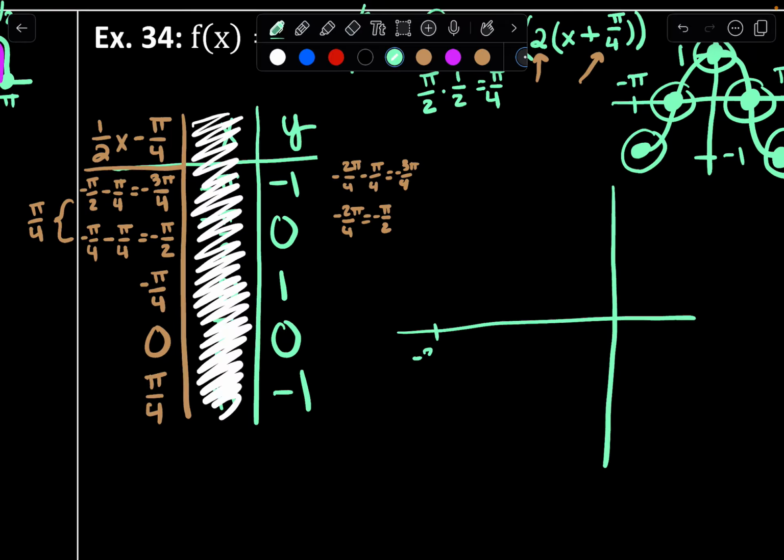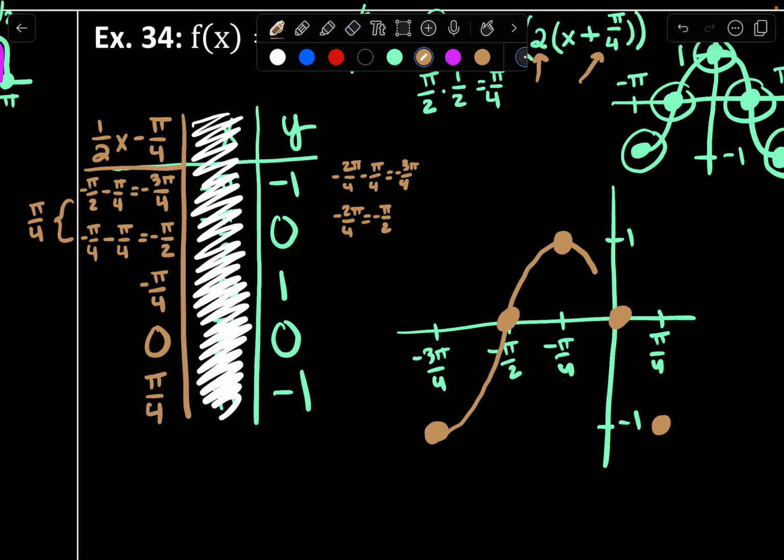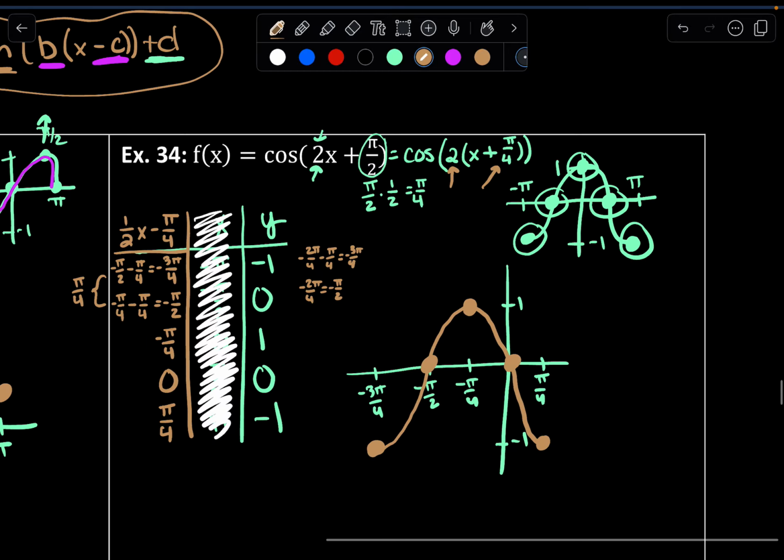So we'll be at negative 3 pi over 4, negative pi over 2, negative pi over 4, 0 and pi over 4. And then positive 1, negative 1. So if I sketch this, I'm at negative 3 pi over 4, negative 1, negative pi over 2, 0, negative pi over 4, 1, 0, 0, pi over 4, negative 1. So we'll concave up, concave down, and concave up. And then now we have our sketch for cosine.